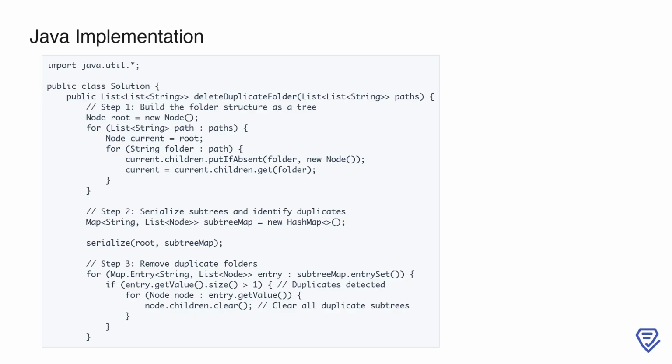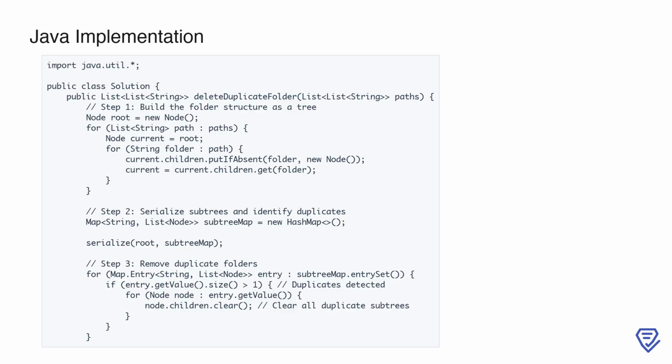This ensures that all folder paths are represented in a hierarchical tree structure. Next, we move on to serializing the subtrees. We use a helper method called serialize, which traverses the tree and generates a unique string representation for each subtree.